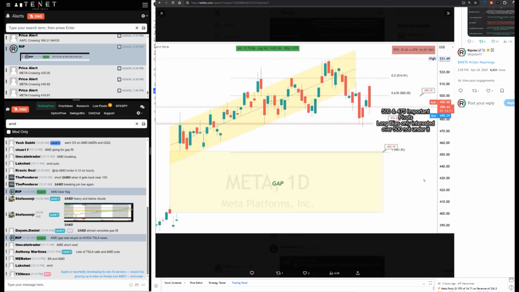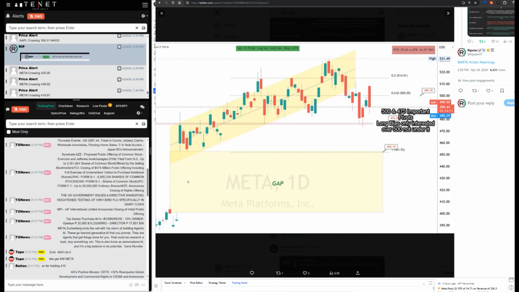So you see that we had this chart, right? Chart 500 and 475 are two important pivots. When 475 did not hold, then I knew it's going to 450. And then when 450 doesn't hold, I knew it's going to go to 400. Why? Because there's a gap.